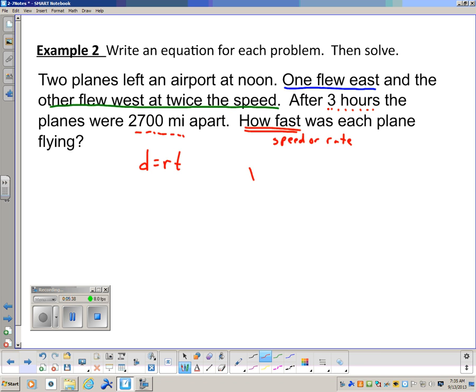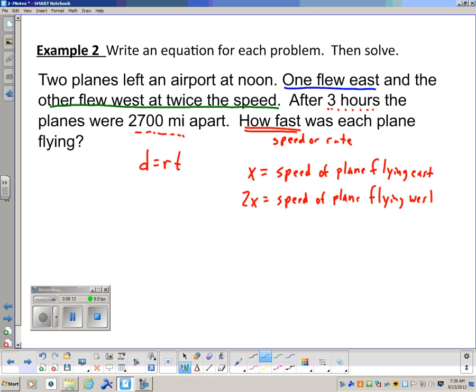So I'm going to say x equals how fast the plane going east is going. So x is the speed of the plane flying east. And then it says the other flew twice the speed. So twice that would be 2x, the speed of the plane flying west. So now we've got the two speeds.